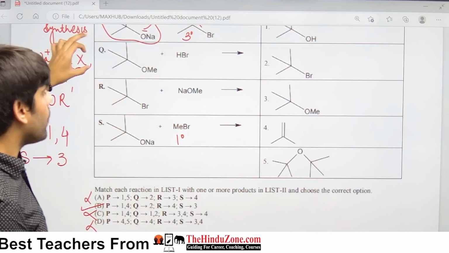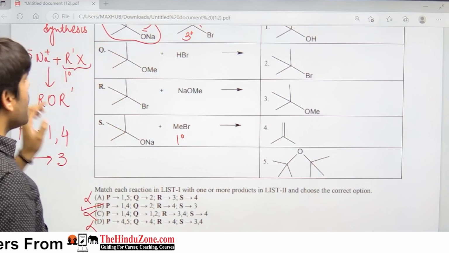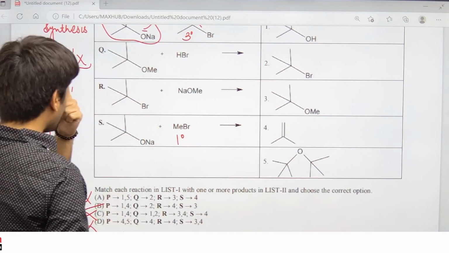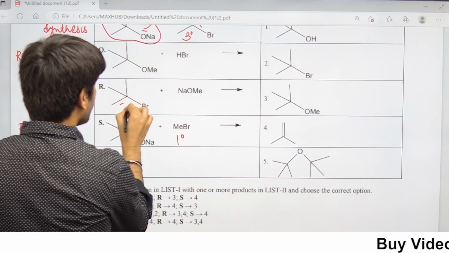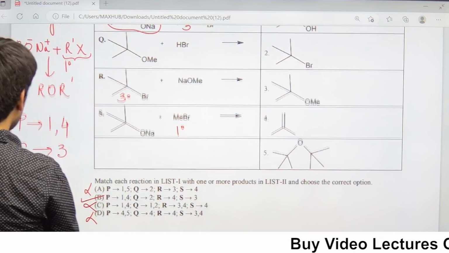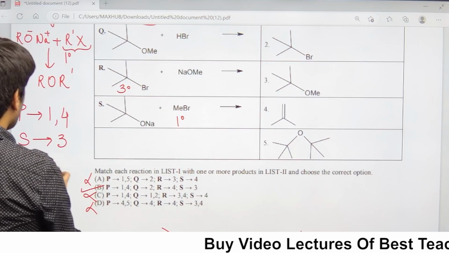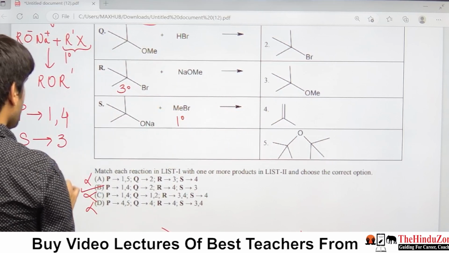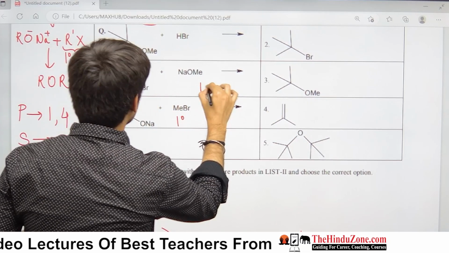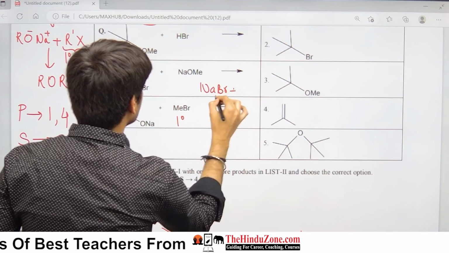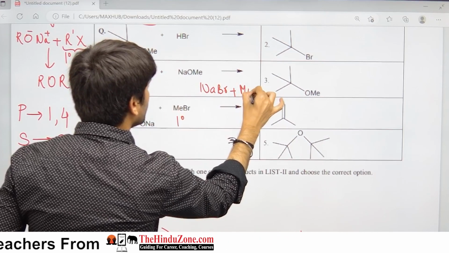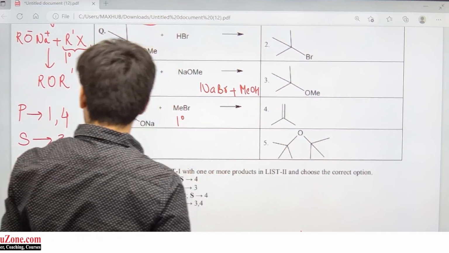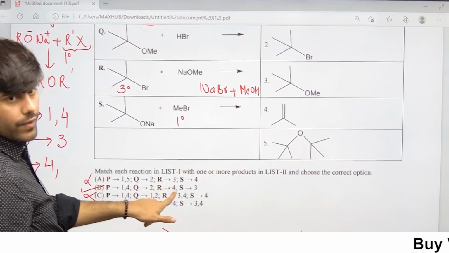But again, we will also discuss the Q and R reactions. So if you see this R, you will again get an elimination product, right? Because this is your 3 degree. So from R, we will get 4. And obviously we will get NaBr, and we will also get methyl alcohol. But the prime product is 4. So R is going with 4, and it is matching with our B option.